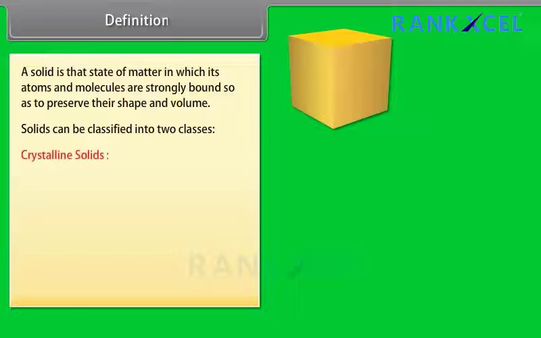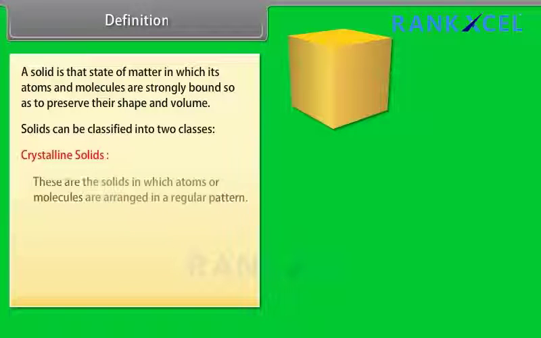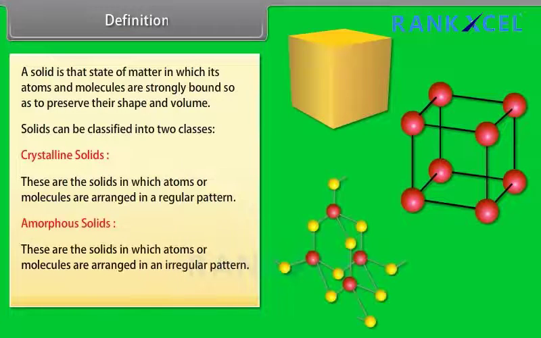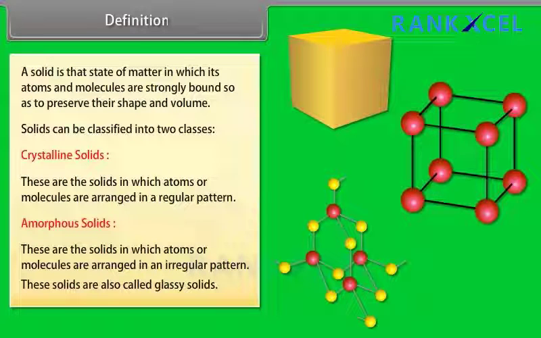Number 1. Crystalline solids. These are the solids in which atoms or molecules are arranged in a regular pattern. Number 2. Amorphous solids. These are the solids in which atoms or molecules are arranged in an irregular pattern. These solids are also called glassy solids.